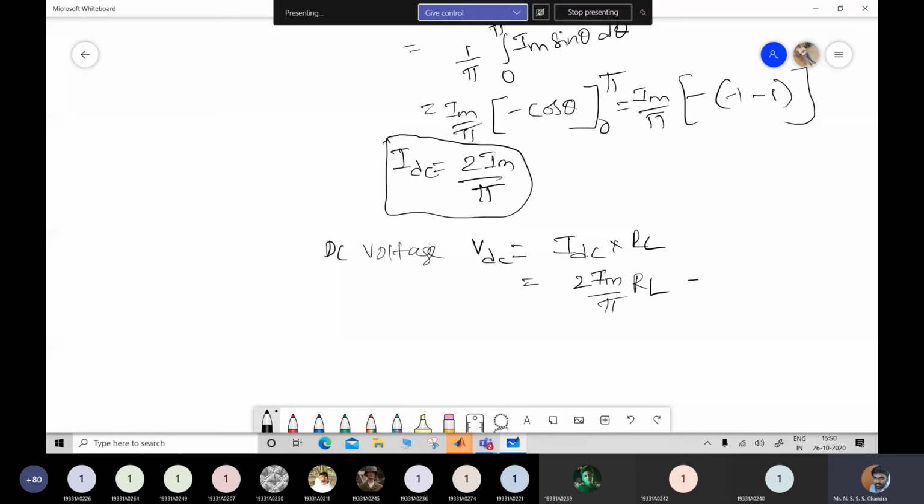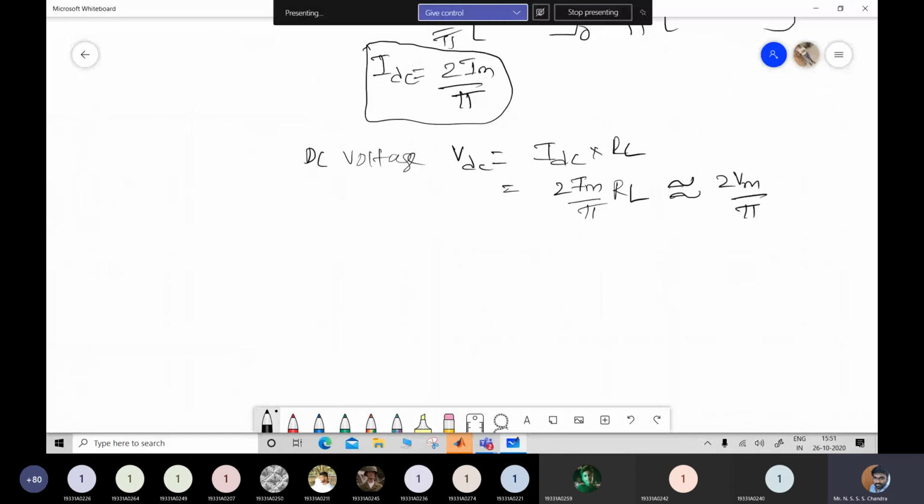Okay, so Im into RL is again nearly equal to 2 Vm by pi. Now DC current and voltage are over.